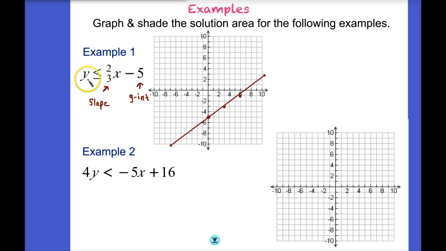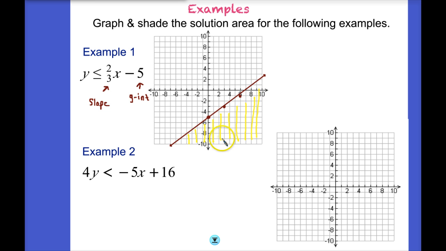So the key is that I want to shade all the y's that are going to be less than or equal to my line. So would that be above or below my line? Hopefully you are thinking below, down here. Okay, because these y's down here are going to be less than my boundary line. So you would shade down here.